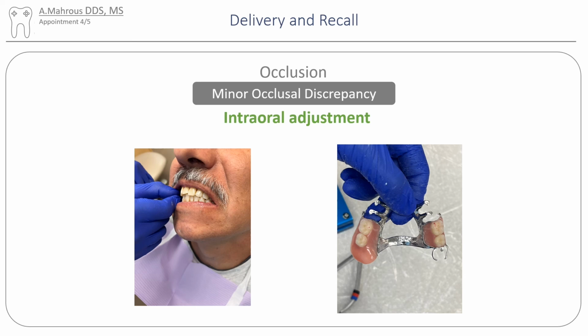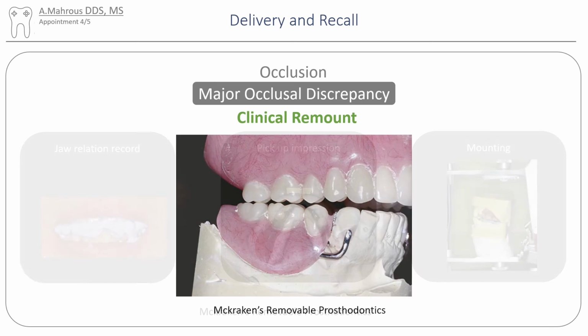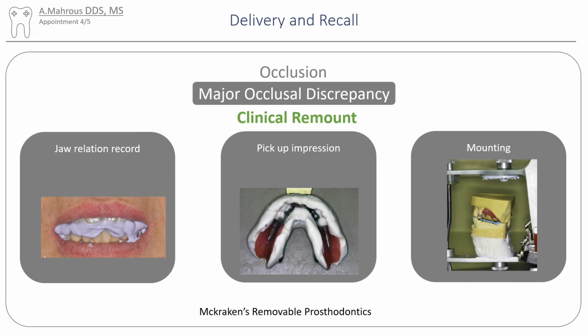Occlusal discrepancy can be minor or major. If the discrepancy is minor, adjustment with a shim stock and articulating paper is indicated intraorally. However, if there's a major occlusal discrepancy, then a clinical remount is indicated. This includes a gyrulation record, a pickup impression of the partial, then mounting and adjusting of occlusion on the articulator.